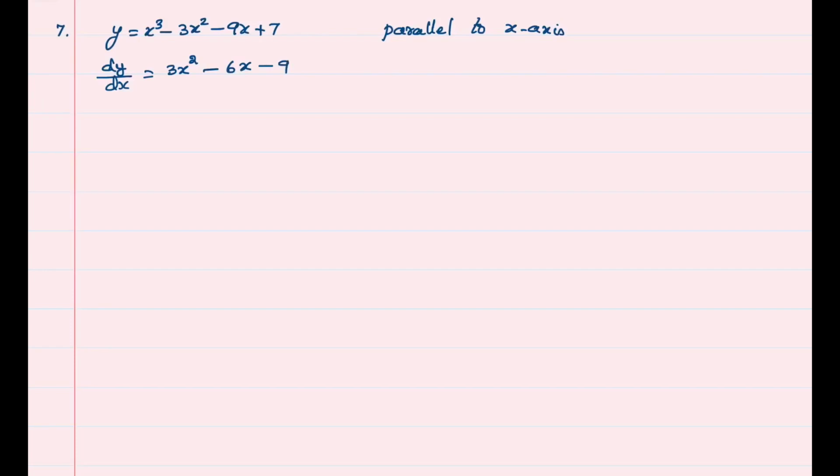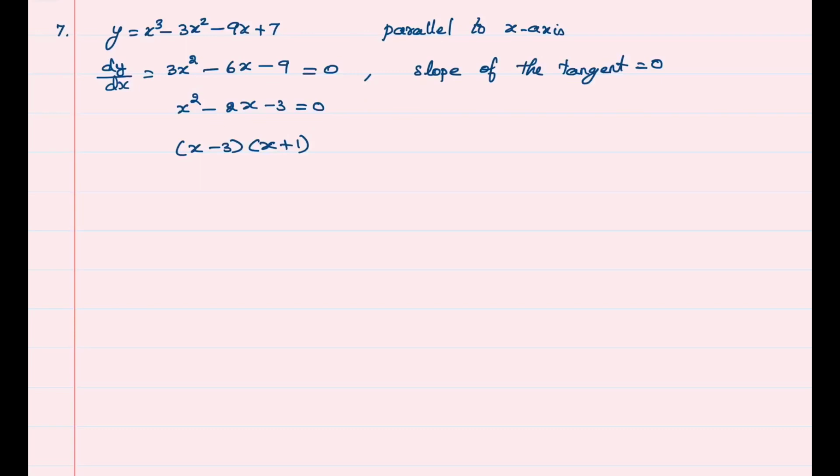And it is given in the question that the tangent is parallel to x-axis. So, slope of the tangent should be equal to 0. That is, dy by dx should be 0. We can divide the whole equation by 3. Let us factorize. Product should be minus 3, sum should be minus 2. Therefore, the factors are x minus 3 and x plus 1. We get x equal to 3 and x equal to minus 1.